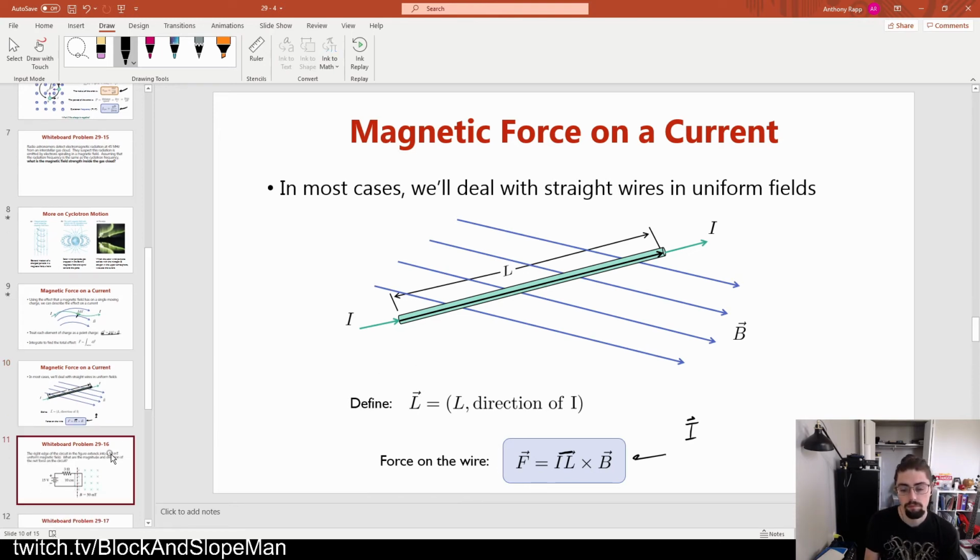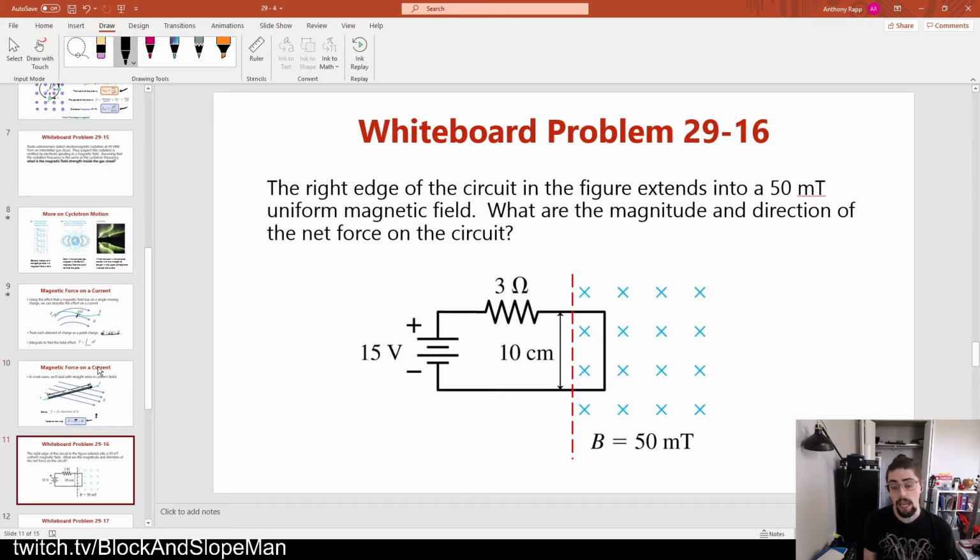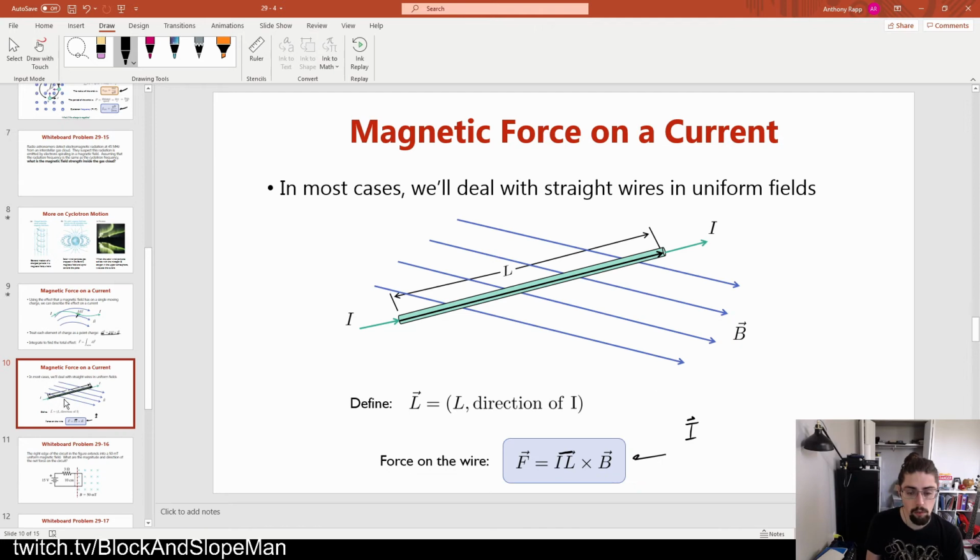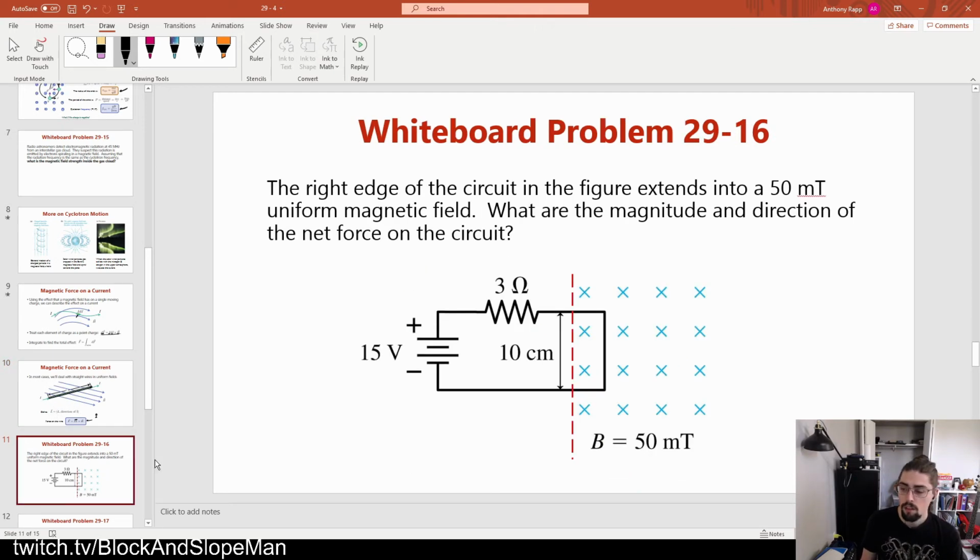So, you can bend the wire, yes. And that would be, you'd probably have to think about the integral at that point. So, let's take a look at this problem here.